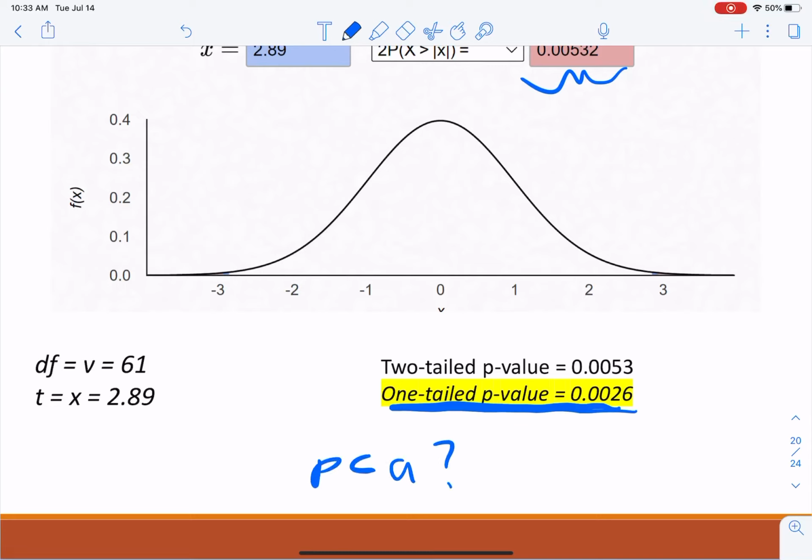Is p less than alpha? Let me draw that better. It looks like a C. Is p less than alpha? It sure is, right? In fact, it was less than alpha in both situations, right?